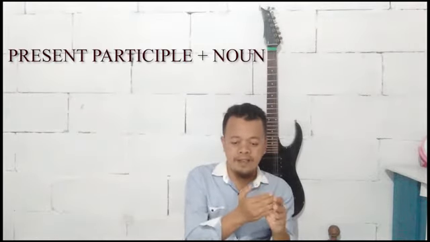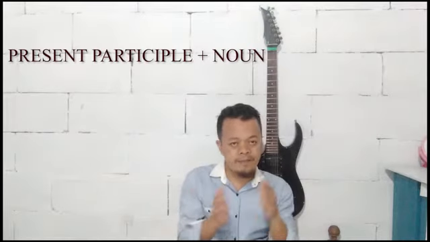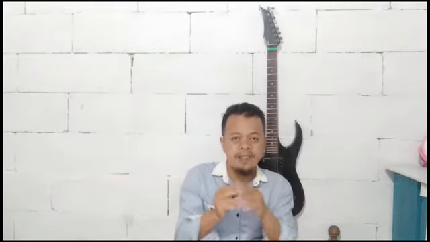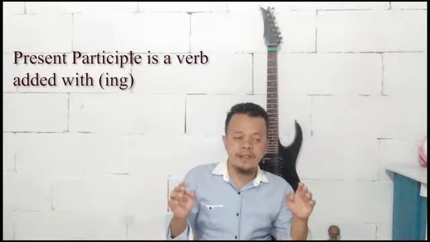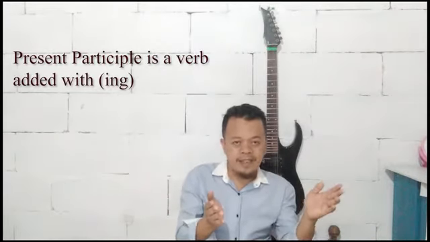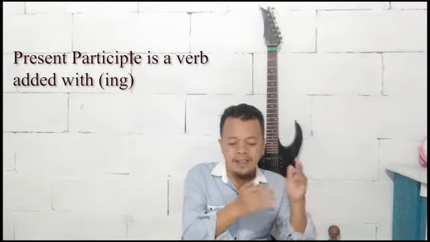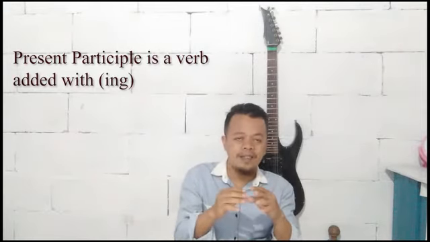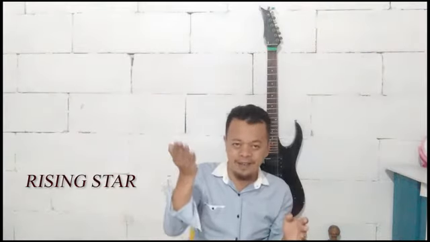Okay, let's take a look at the next pattern of noun phrase: present participle plus noun. What is a present participle? A present participle is a verb with ing added. So present participle plus noun becomes a noun phrase. For example, rising star. Rise is a verb plus ing, becoming a present participle, plus star. Star is a noun. Rising star.